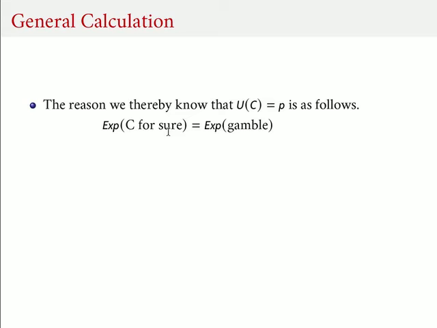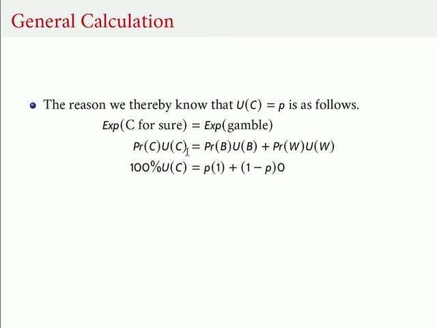So since the person is indifferent between getting C for sure and this gamble, where there is probability P of the best option and probability 1 minus P of the worst option, we know that ultimately the utility of C is equal to P times 1 plus 1 minus P times 0, which just is to say that the utility of C is P. Okay, so here we've shown in general how we can find the utility of some middle option for an individual.